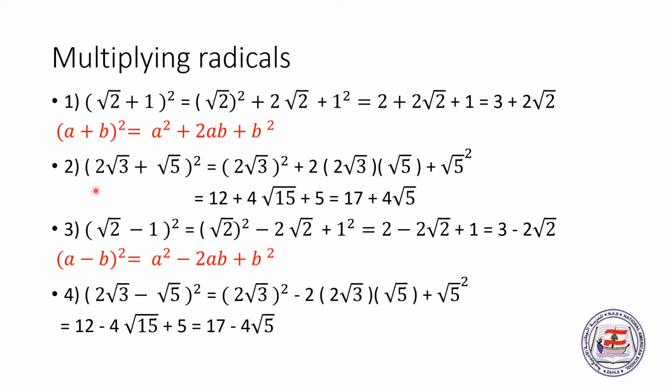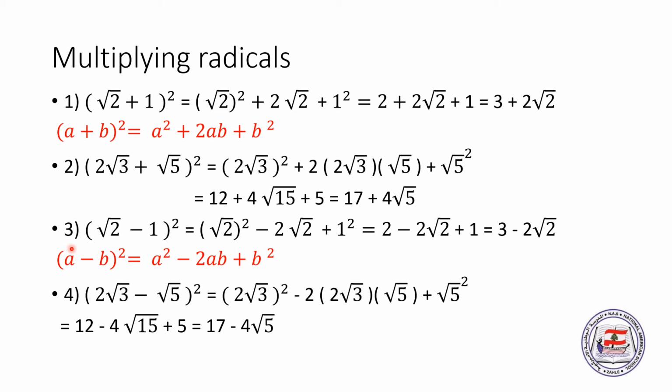Another example on the same rule, 2 radical 3 plus radical 5 all squared. It gives 2 radical 3 to the power of 2 plus 2 multiplied by the first term, 2 radical 3, then by the second term, radical 5, then added to radical 5 squared, as a squared plus 2ab plus b squared. Reducing this expression, we get 12 plus 4 radical 15 plus 5, and finally 17 plus 4 radical 15.